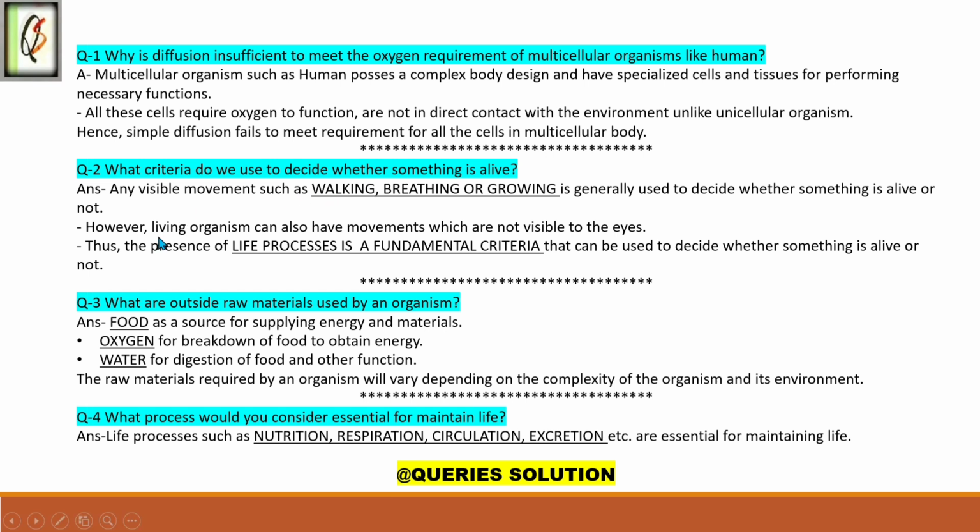Why? Because living organisms can also have movements which are not visible to the eyes. There are certain movements that happen that are not even visible to the eye. So it does not mean that if movement is not visible, something is dead. So then what criteria should we actually use? If we consider the presence of life processes, like we talk about digestion, respiration, excretion, circulation, or any such important process, when we consider life processes as the fundamental criteria, that will be the correct way to judge whether something is alive or not.